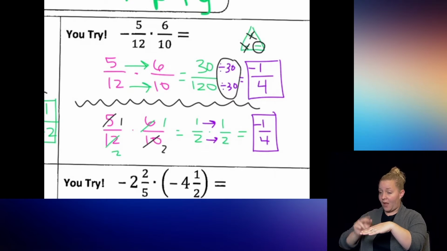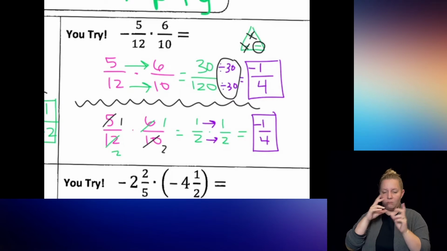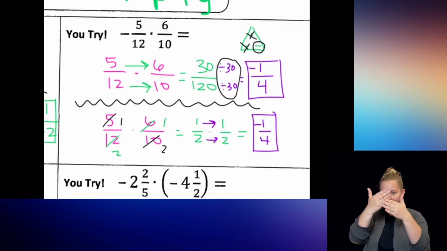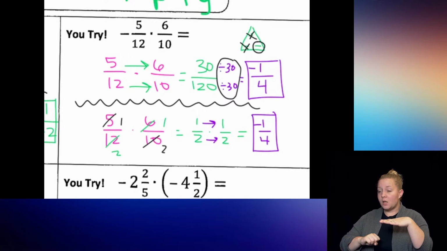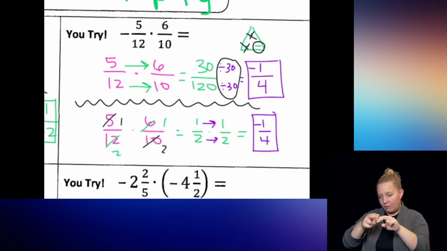But if you don't see that right off the bat, if you notice that both the top and the bottom are even, you can just start by dividing by 2. So divide both the top and the bottom by 2, and then just continue down, but make sure that you always go into simplest form.